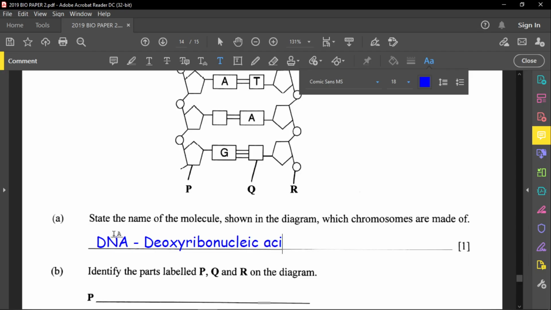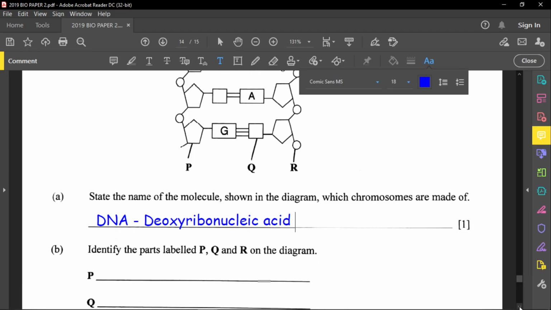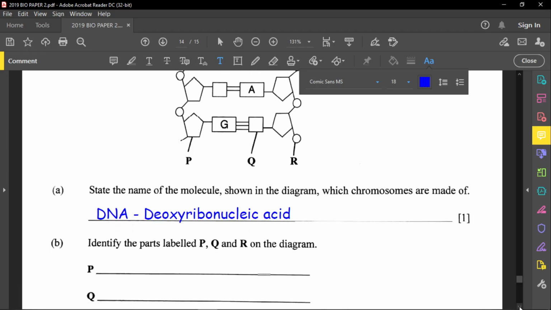Okay, so deoxyribonucleic acid, that's the name. And it said in part B here, identify the parts labeled P, Q, and R. So P here is what they call a deoxyribose sugar, or what they call a 5-carbon sugar. So P is a deoxyribose sugar.